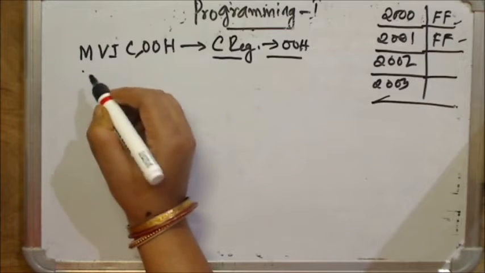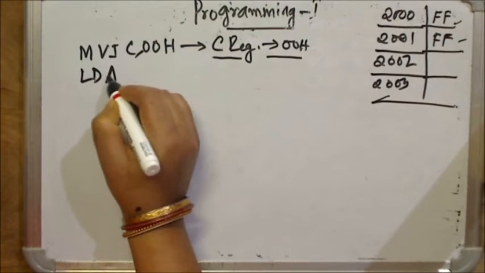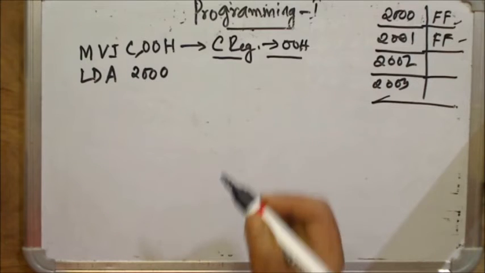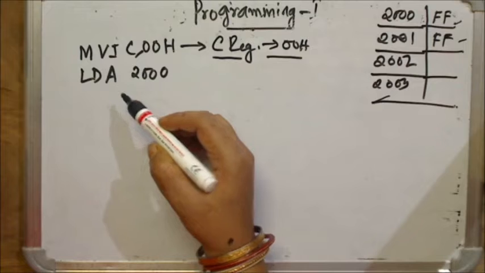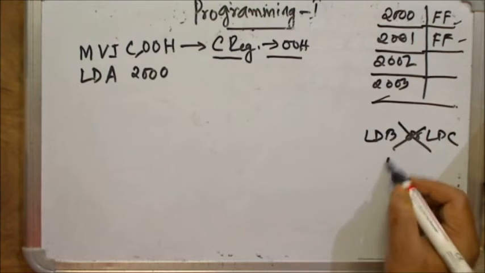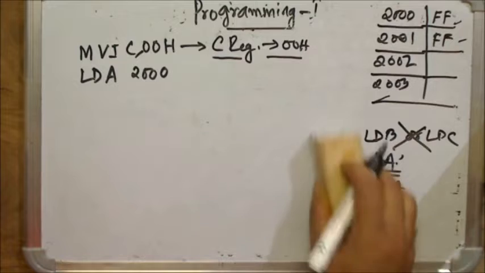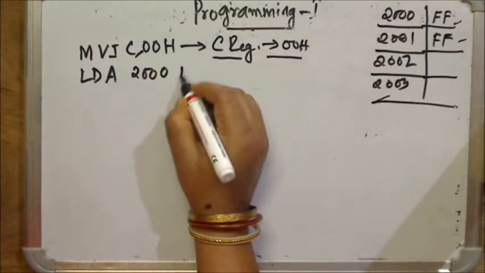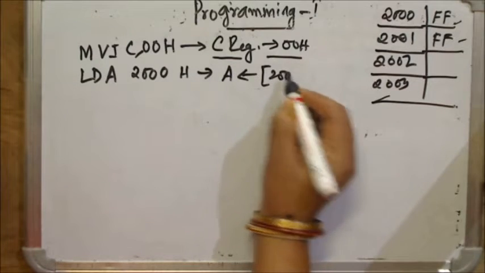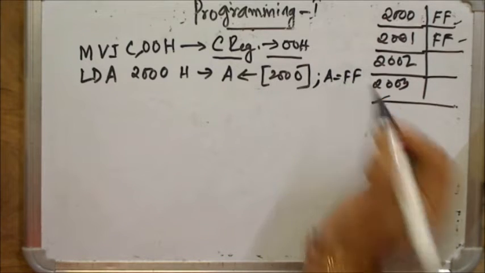Then I have to fetch the first data from the memory. What is the instruction used for fetching the data from memory? LDA 2000. You cannot use any other register because there is no instruction like LDB or LDC. You have to use only the A register, and for the A register there is only LDA. So we are using LDA 2000H. What will happen with LDA 2000H? A will get the data from 2000H. What is stored in 2000H? A will get FFH.